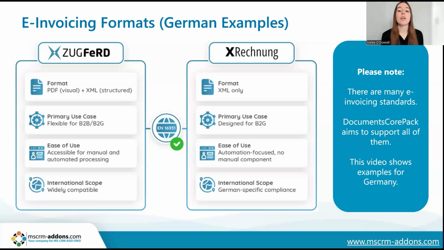Now moving into the other type of format from Germany that we'll study today is X-Rechnung. This format is a little bit more complicated and it is XML only, so only machine readable. It is designed for B2G and particularly useful when dealing with public authorities or for procurement, and is specifically designed to meet public sector requirements. Now this option is only automated focused, so there is no option for manual processing, and it is also specific to German compliance, so not as widely compatible.